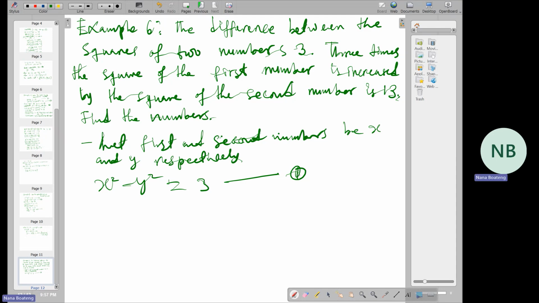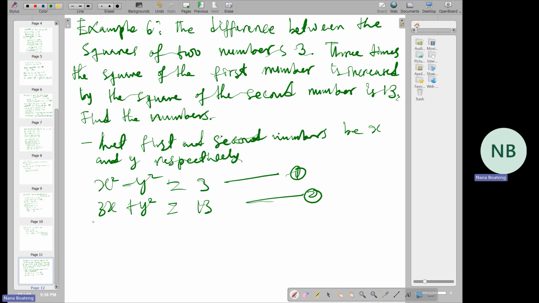And we are told that 3 times the first number, so 3x, is increased by the square of the second number. So 3x plus y squared is 13. So this also becomes our second equation. So we have these two equations to solve. And so we can see that in the first equation, we have minus y squared. In the second equation, we have positive y squared. So the easiest way would be to use the addition method.